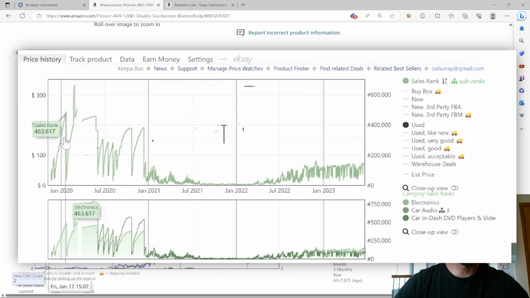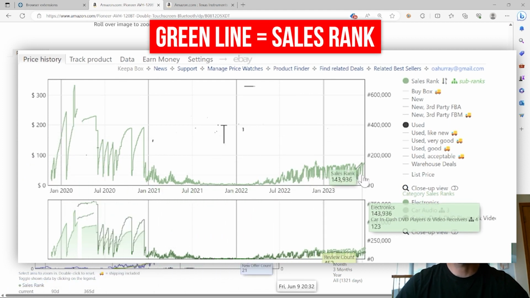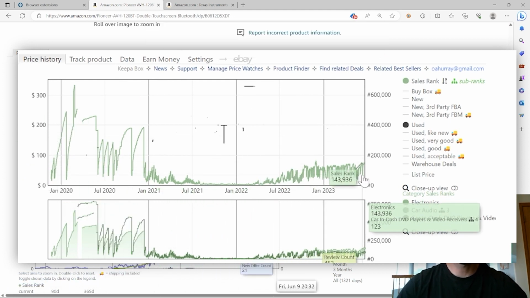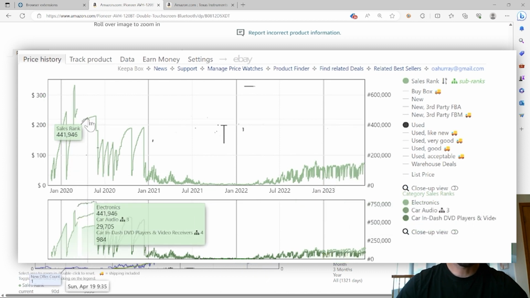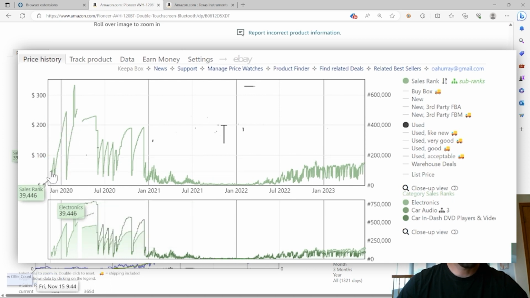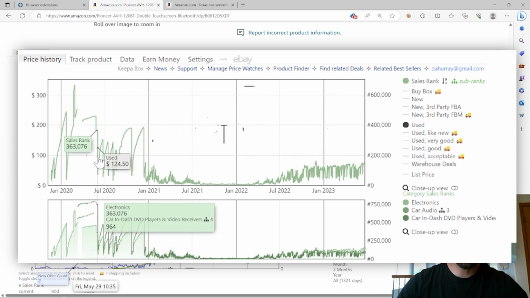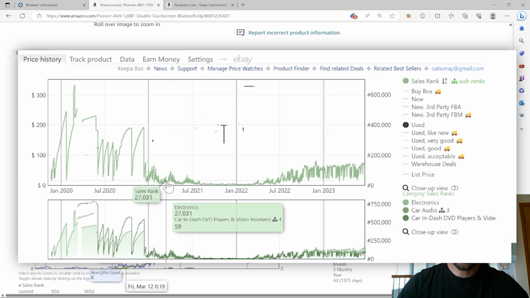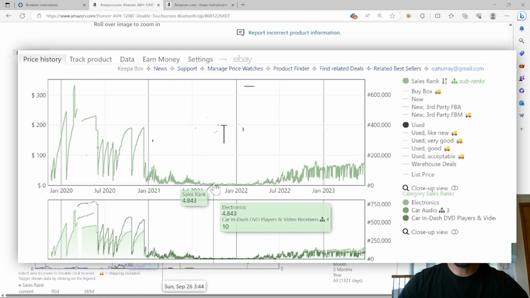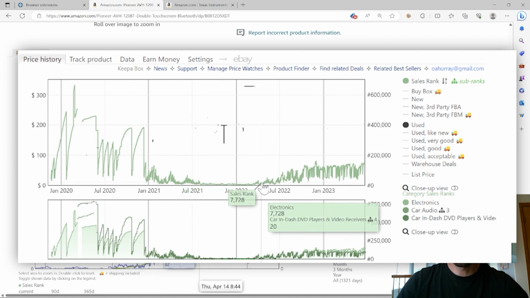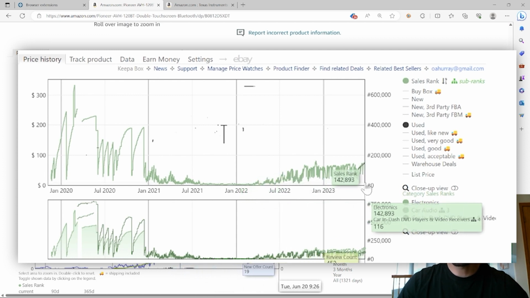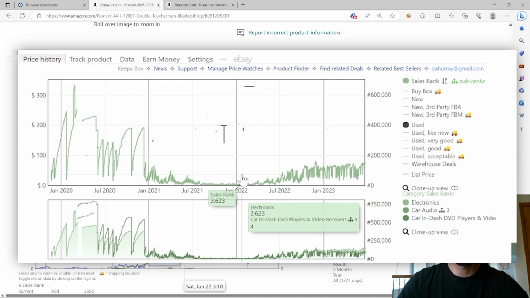So the very first thing is this green line. This is the sales rank. The lower the sales rank, generally the faster the item sells. So when it's way up high like this, it means that it's selling slower. And oftentimes when it's slower like this and the line goes down, that means a sale happened. When the line stays down like that, in general, it means that it's getting faster sales. At this section, it was really selling fast at around 4K sales rank in electronics. And then it started to slowly get slower and slower until now it's still selling, but not as fast as it was before back here.